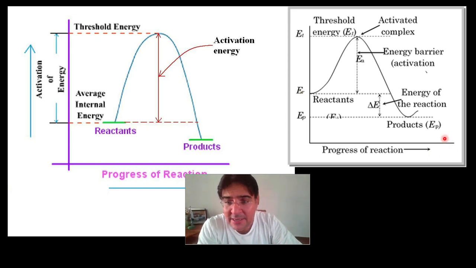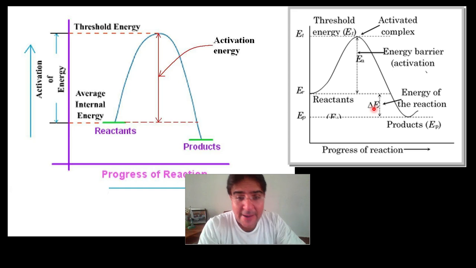The products have internal energies lower than the reactants. So this is the difference of energy which must be released. This is delta E negative. This is an exothermic reaction. Let me explain to you in the next slide.